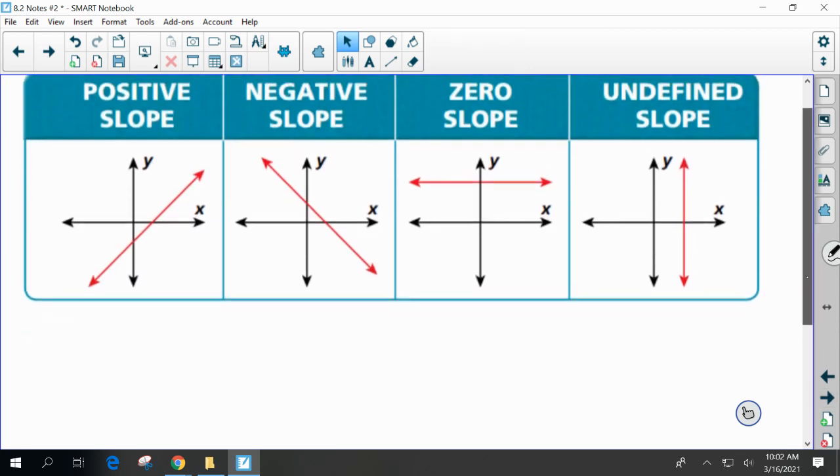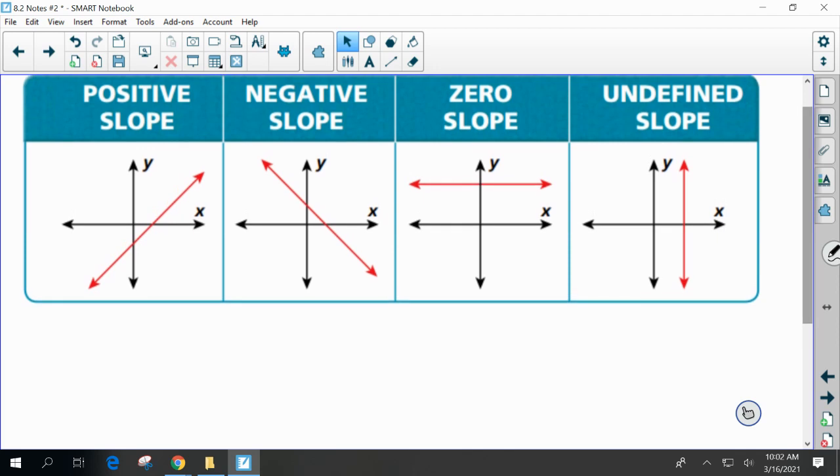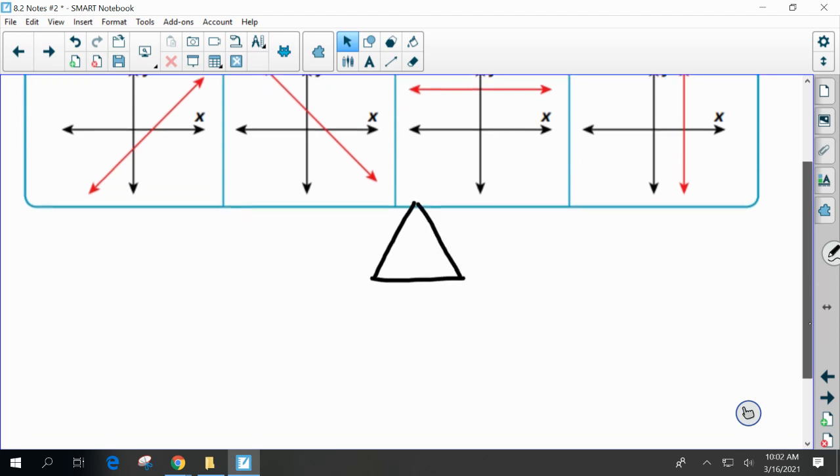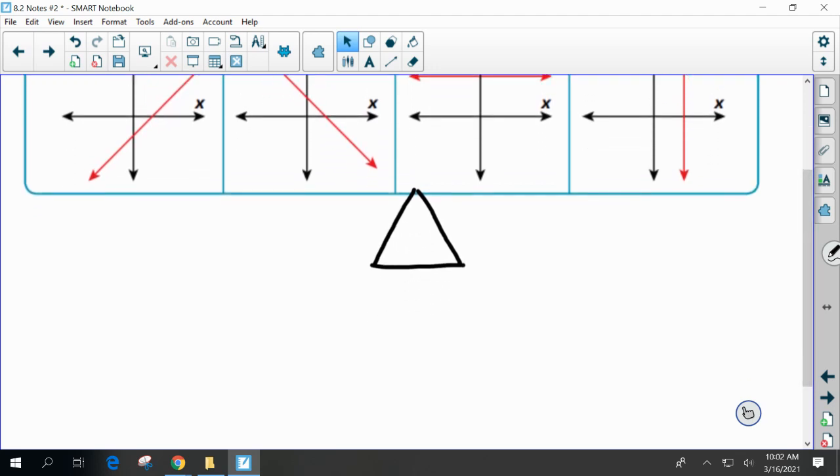So this is the last thing here. So this is positive, negative, 0, and undefined slope. I want you guys to add this to it. So this is what I call a slope tree. This is a slope tree. So it's to help you try to remember what your slope looks like and what sign it should be.